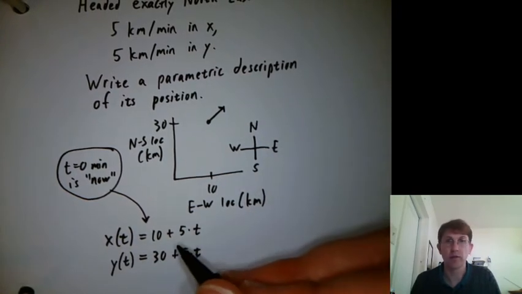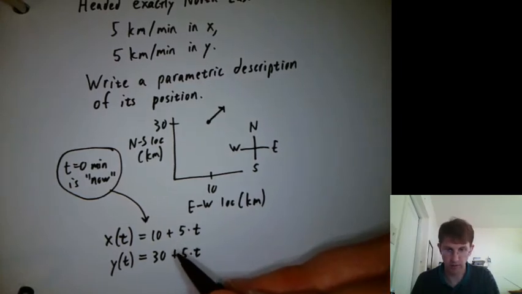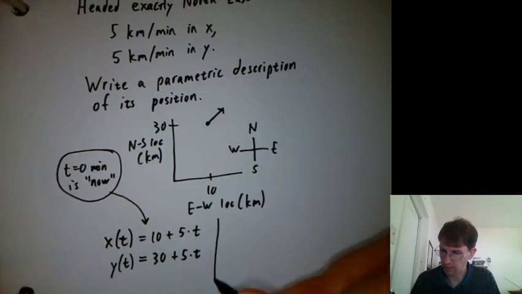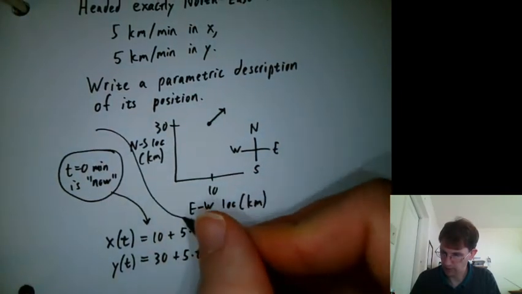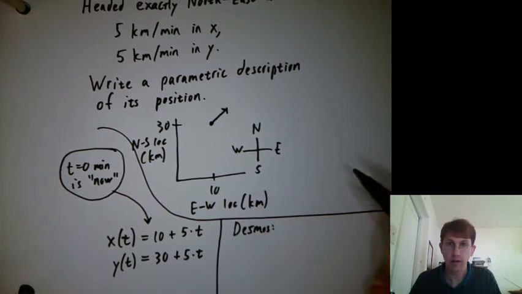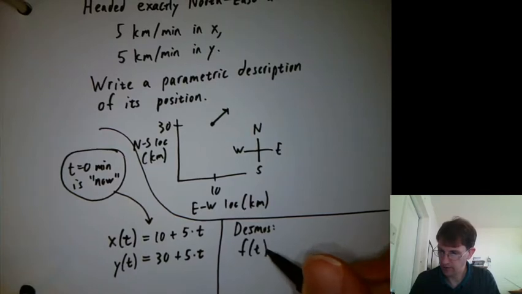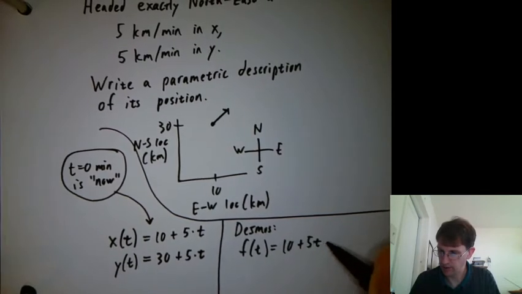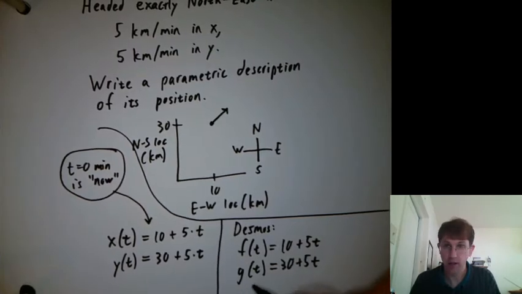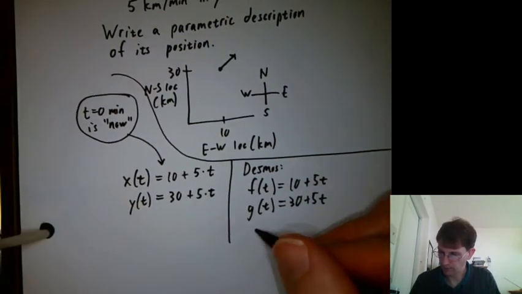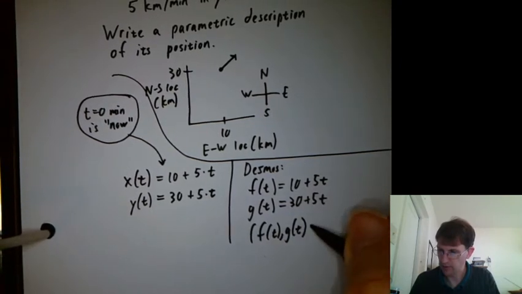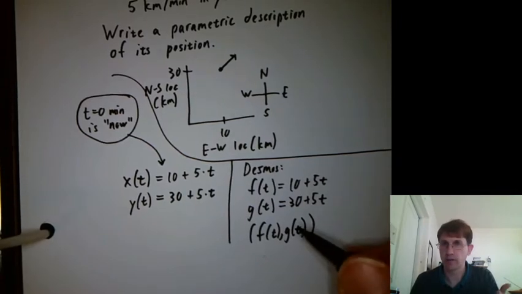So that is a perfectly good mathematical description of the plane's location, but Desmos won't be happy with it. So let's divide this up. So what you'd say in Desmos is f of t equals 10 plus 5t, g of t equals 30 plus 5t, and then put a point at f of t comma g of t. And you'd have to define your time range.